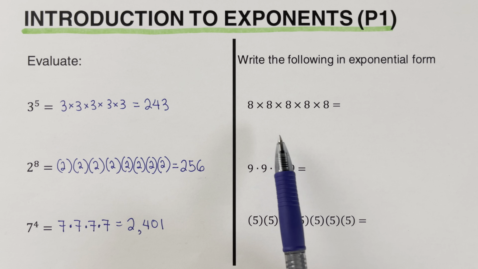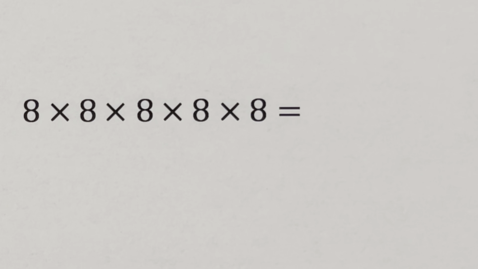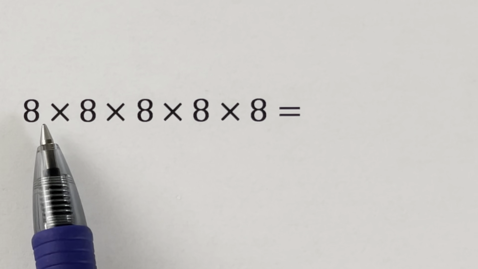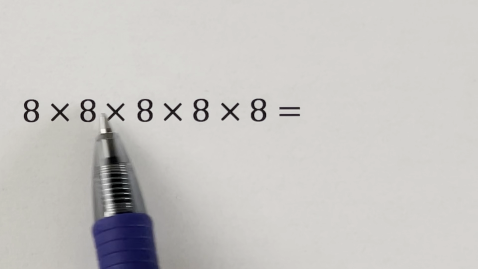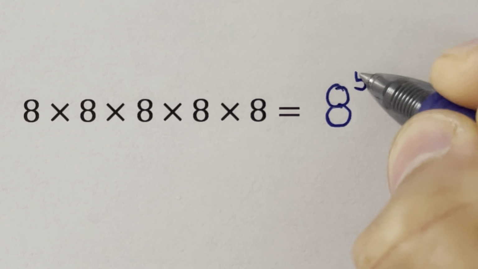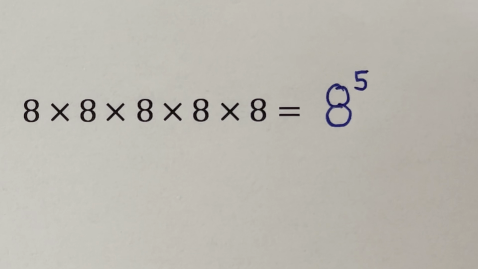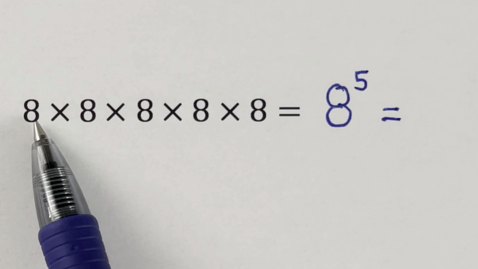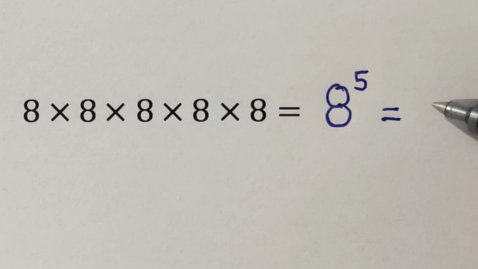Now let's do it the other way around. We are given the factored form and we're supposed to write the exponent form and the standard form. In this problem, we have 8 as the base and we count how many times it's multiplied: 1, 2, 3, 4, 5. So 8 was multiplied 5 times, so this is 8 to the exponent 5. We use a calculator to determine the value: 8 times 8 times 8 times 8 times 8 gives us 32,768.